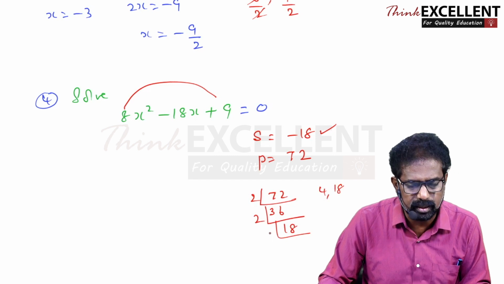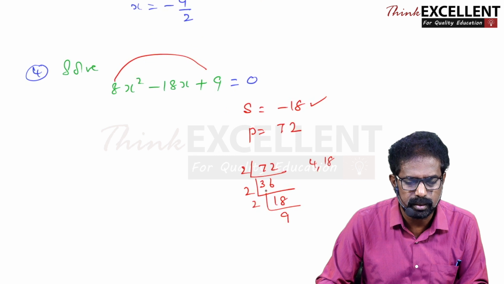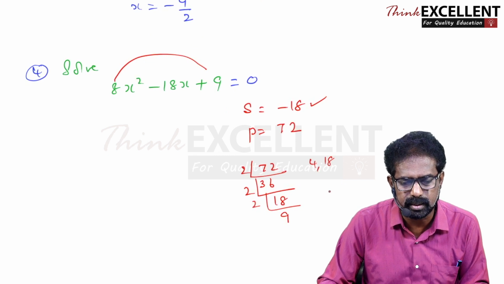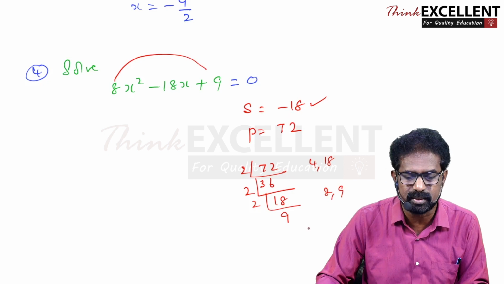Now you can go for another 2, so you are getting 9, right? So 2 2s are 4, 4 2s are 8. 8 and 9, if you add, you will get 17. But I want minus 18, right?